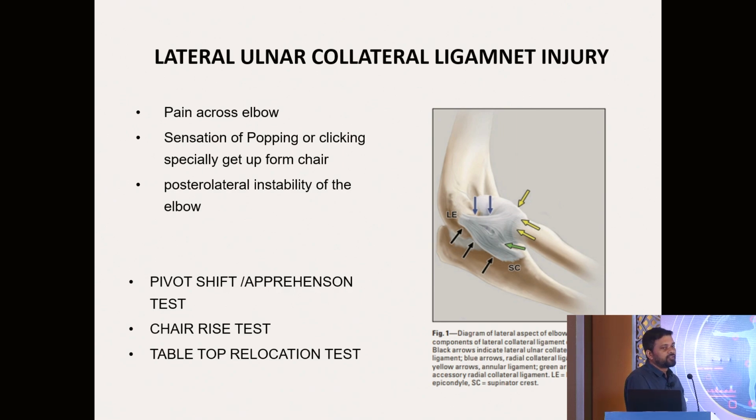If there is a higher grade of ligament injury, obviously there will be posterolateral instability of the elbow joint. We may get subluxation of the radial head. You may get some swelling on the lateral aspect in lateral ulnar collateral ligament injury. So there are 3 different tests which we can easily do in the OPD setting. One is the pivot shift or apprehension test. Second is the chair rise test, and then the tabletop relocation test.